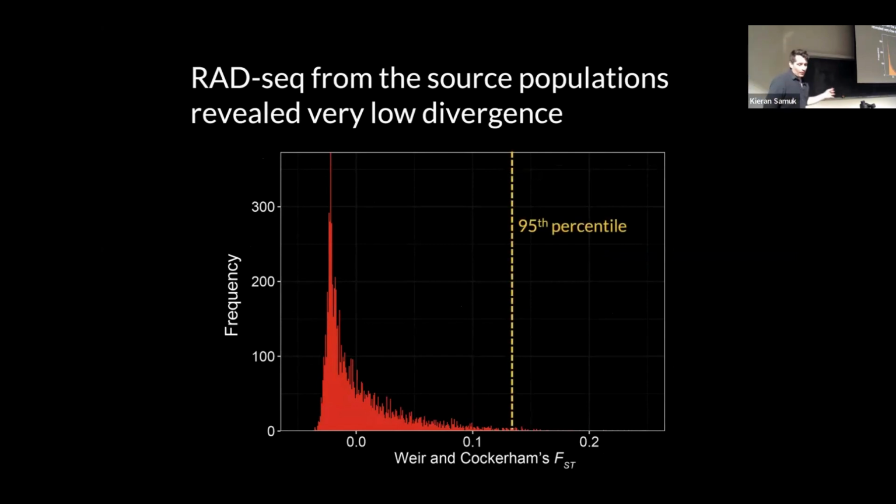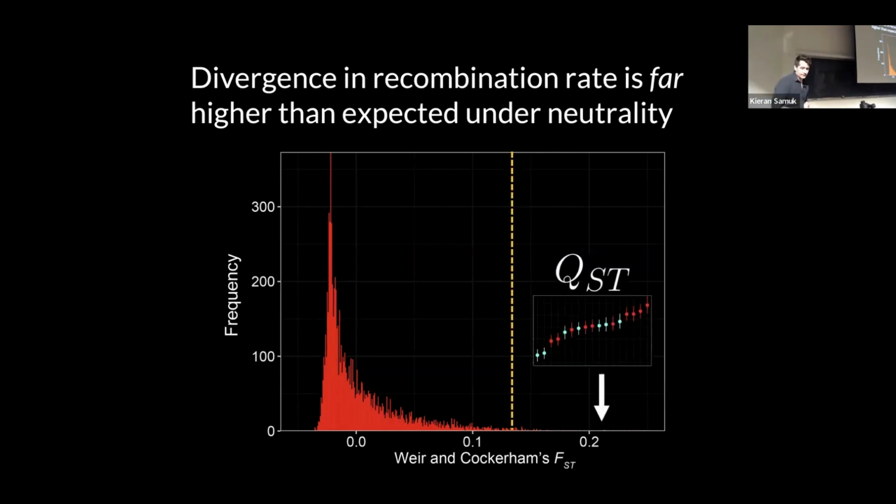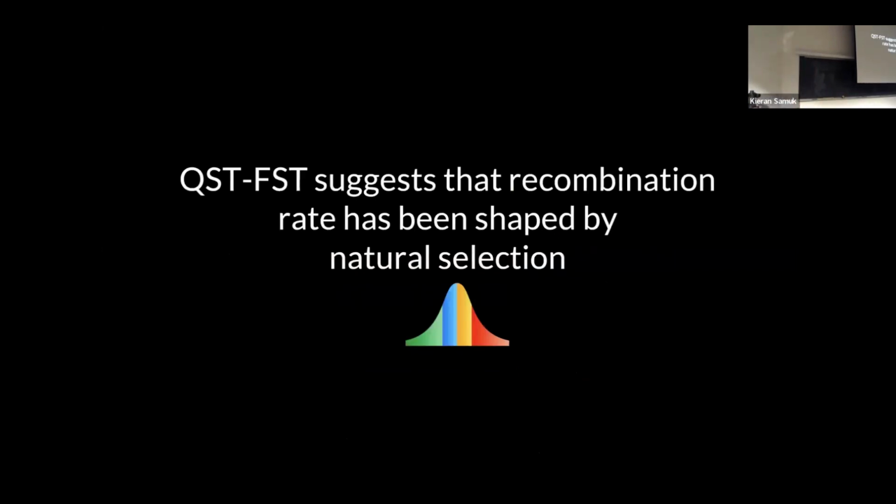There's a little bit more to the method, but basically we can imagine some cutoff here where we say this stuff is an outlier, and these extreme values are not really expected under neutrality. What we found is that if we compute the QST value for our recombination rate estimates among our lines, it's way higher than we would expect under neutrality. It's up here around 0.02, way out in the little tippy tail. As you might imagine, that's not expected under neutrality. So this basically suggests that recombination rate has been in some way shaped by natural selection.